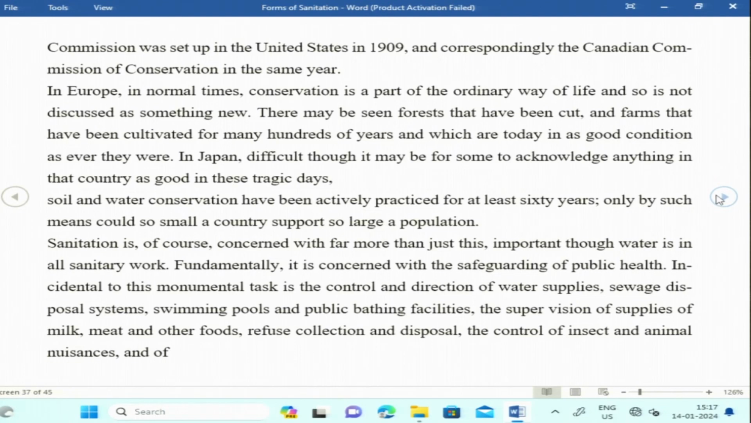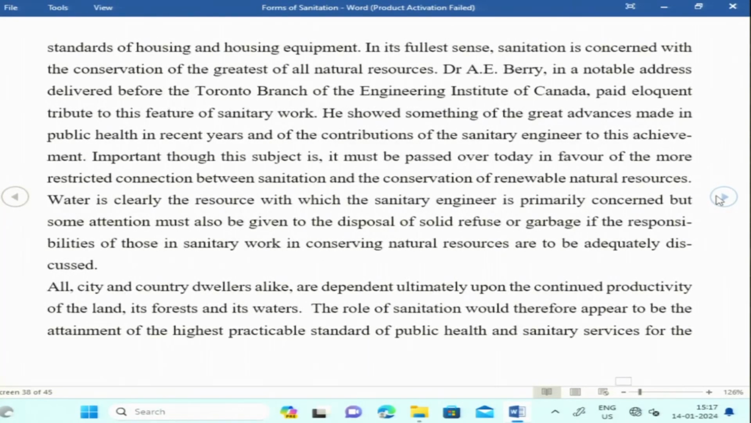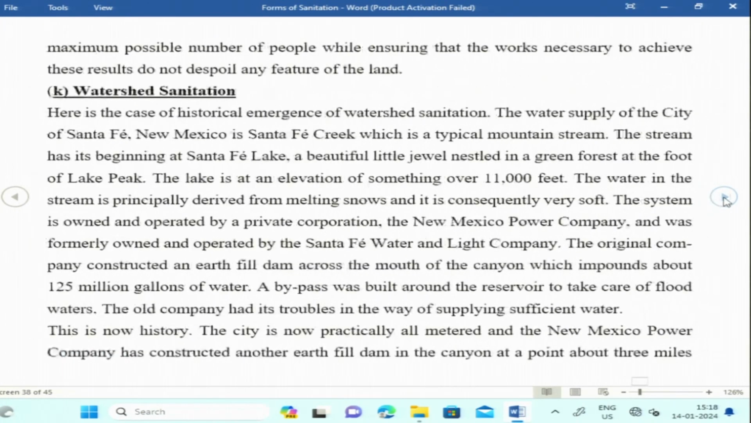And the best thing in that sense is that we try to speak about the standards of housing and the housing equipment which are to be provided or facilitated. We speak about the disposal of solid refuse or garbage, and the responsibilities of those in sanitary works to conserve natural resources. All these things are part of the issue.